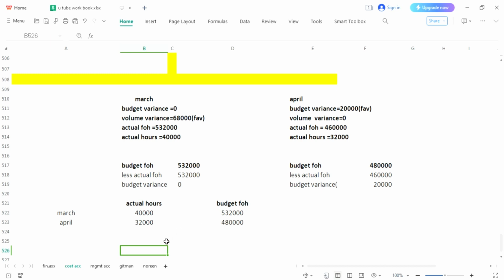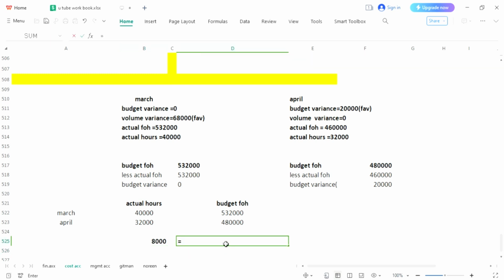For that, how many units decreased from 40 to 32? We will subtract 40 and 32. You have seen 8,000 hours were decreased. With that, how much cost has decreased? 532 subtract 480. So you have come to know that by changing 8,000 hours, your cost has changed by 52,000.